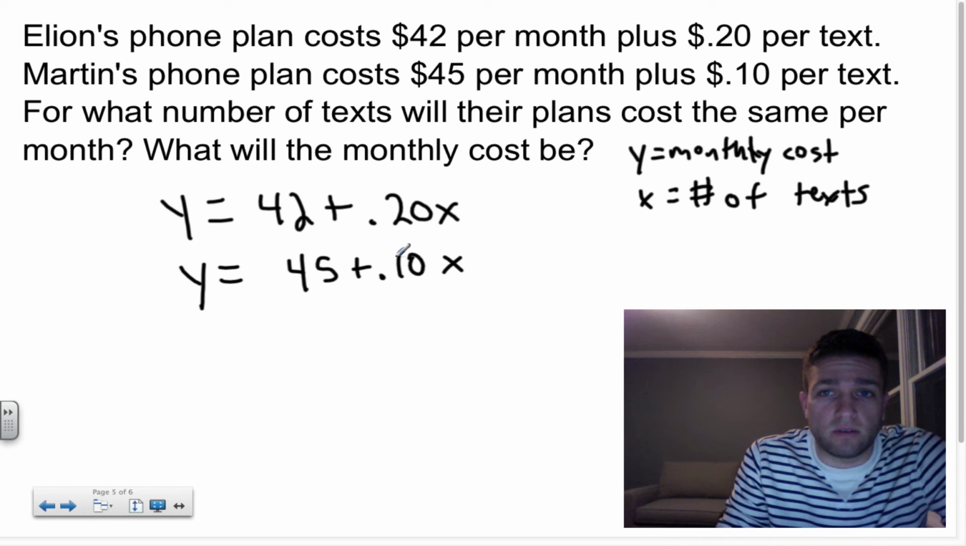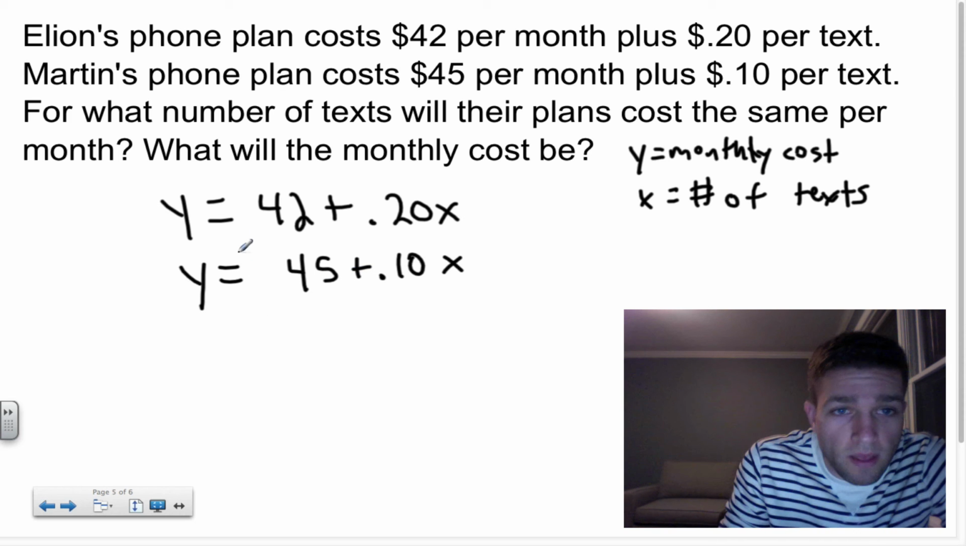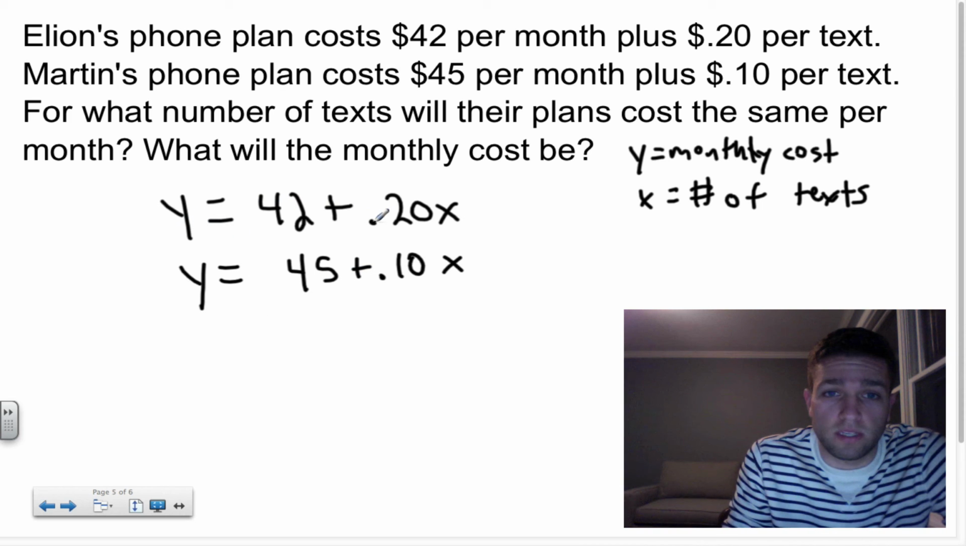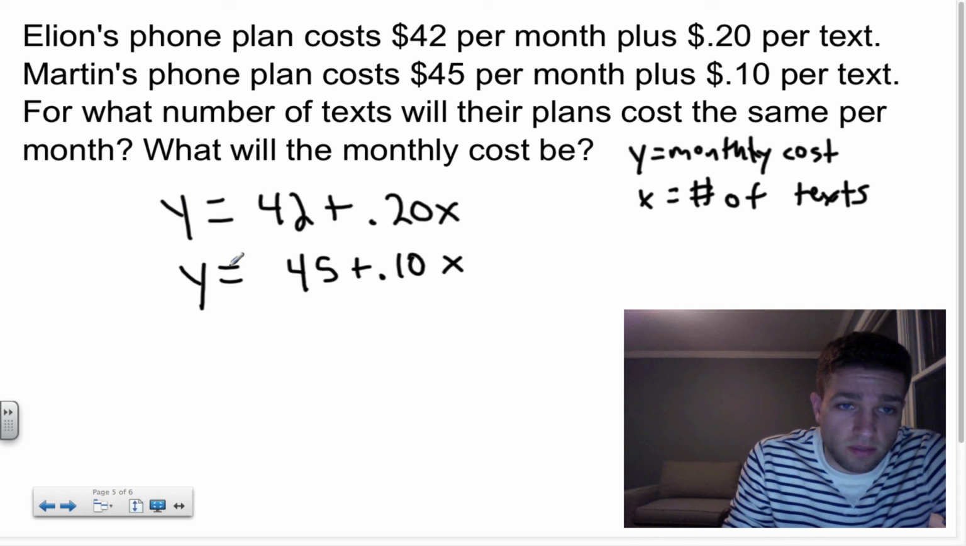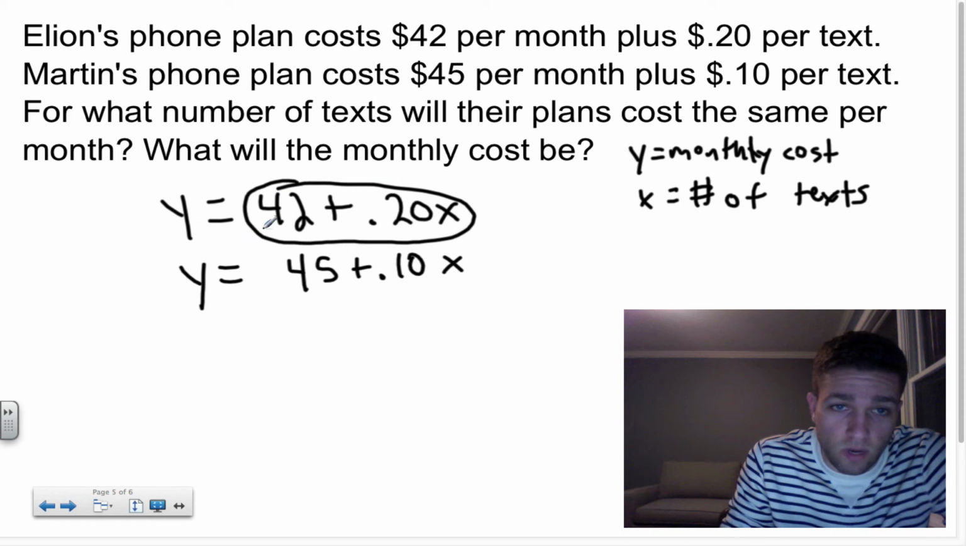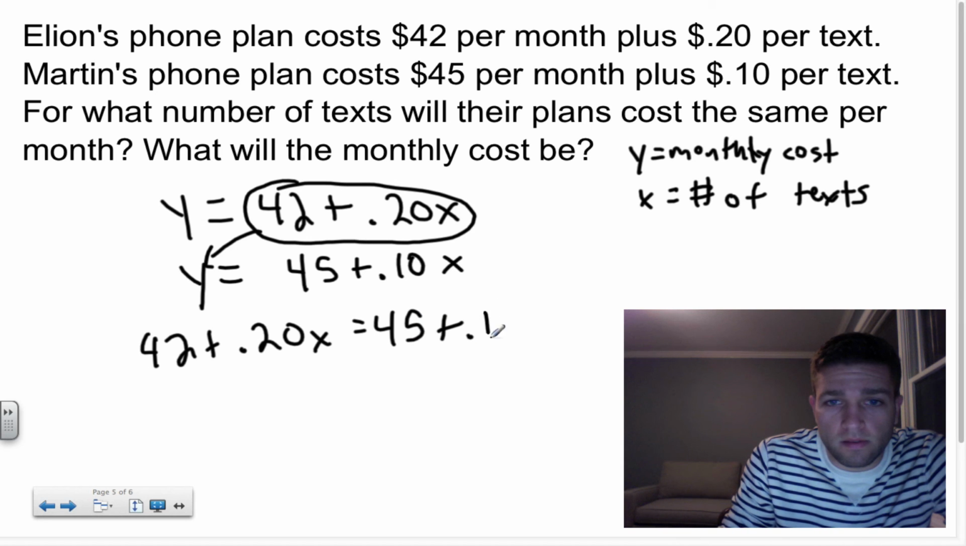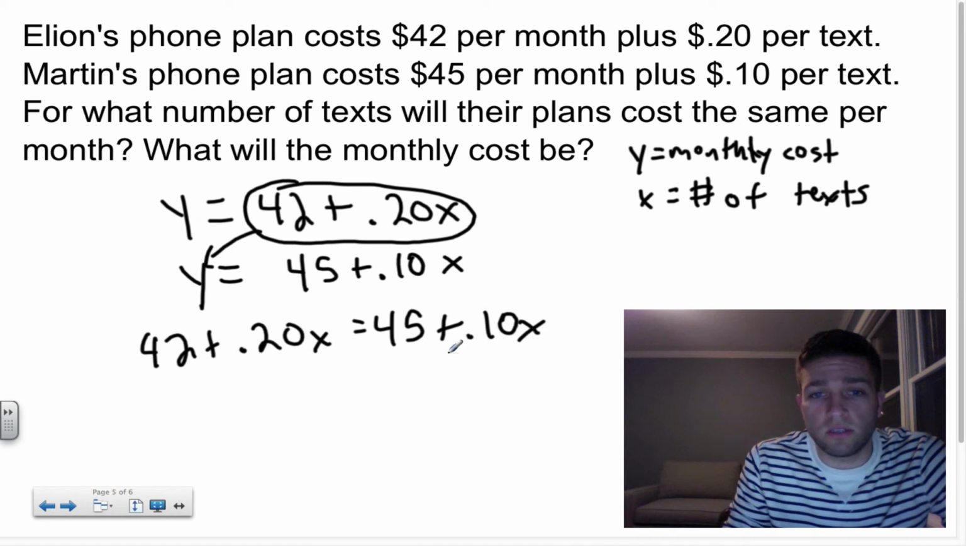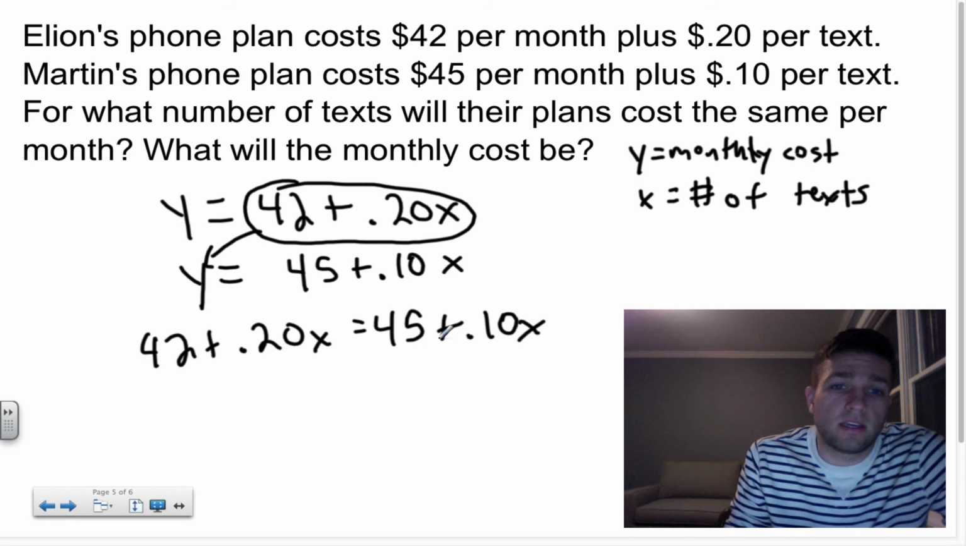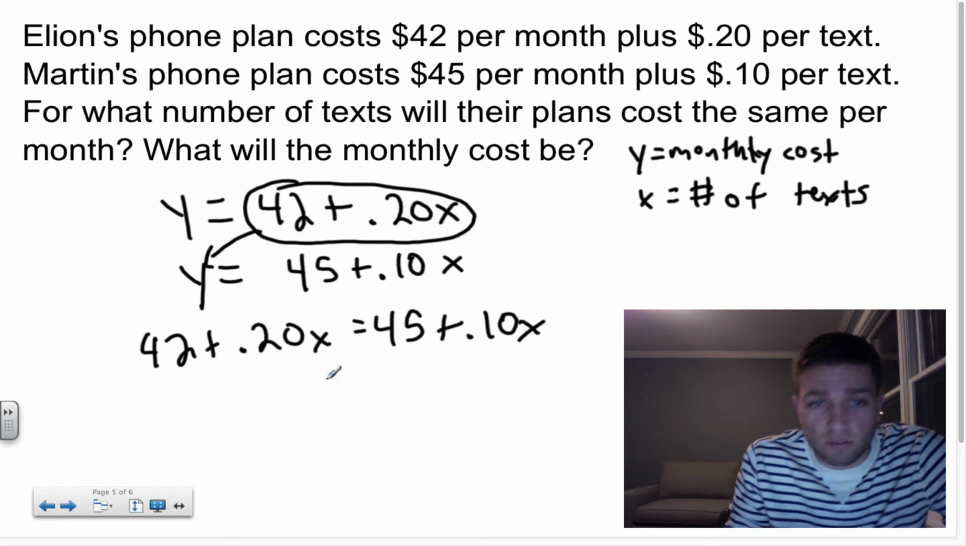So how can I figure out when they're going to cost the same? Well, I need to figure out what the variables are equal to. So I know that y equals 40 plus 20 cents x. Well, I can use either of these. I'm going to choose this one. If this is what y equals, I'm going to substitute it in for y. So 40 plus 20 cents x equals 45 plus 10 cents x. Now I've got one equation, and I've got one variable x, and that means I can solve it. That's solvable. You've done these before.